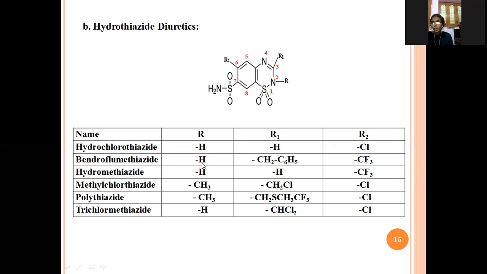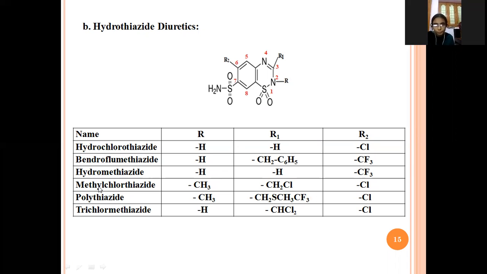Bendroflumethiazide. So in R position, hydrogen. In R1 position, the benzyl group is attached. In R2 position, trifluoromethyl group is attached. So next drug is hydroflumethiazide. Here in R and R1 positions, hydrogen groups are attached. In R2 position, trifluoromethyl group is attached.